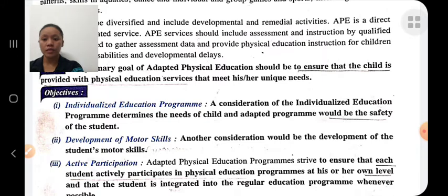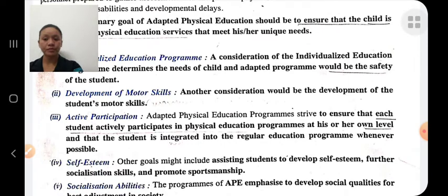Development of motor skill. Another consideration will be the development of the student's motor skill. Adaptive physical education should develop his motor skill. Motor skill means development of his muscles, bones, etc. Complete development of his motor skill.